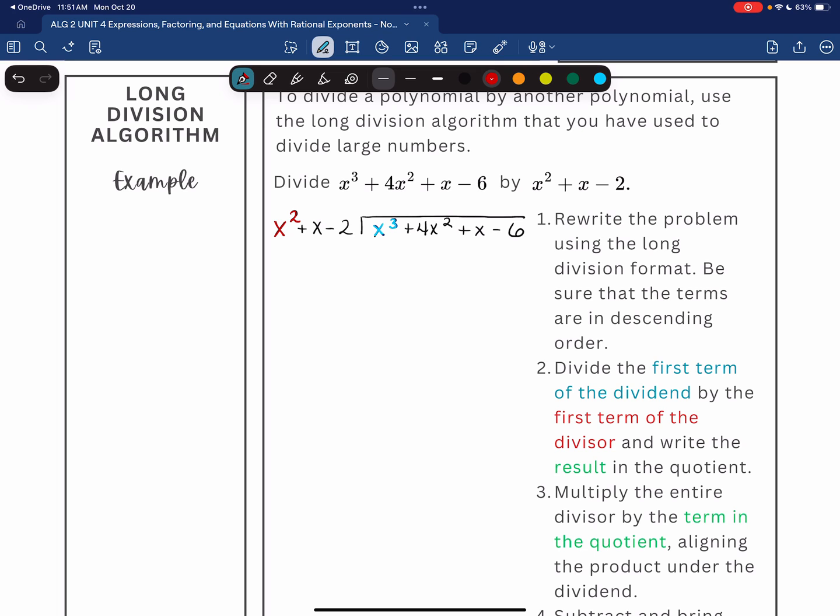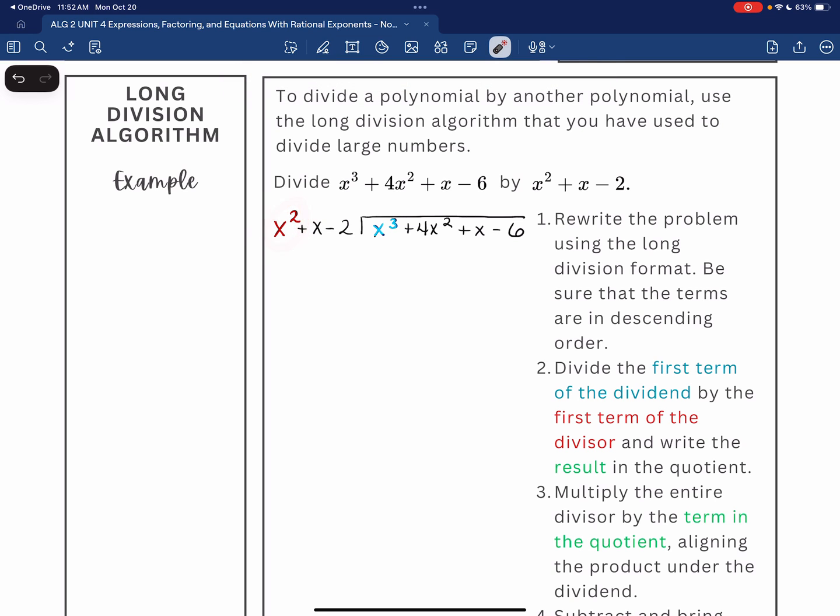So we're going to divide that. What is x cubed divided by x squared? It is kind of the same thing as asking, what would I need to multiply x squared by to get x cubed? What would I multiply x squared by to get x cubed? Well, having just practiced multiplication, we know it's just to multiply by x.